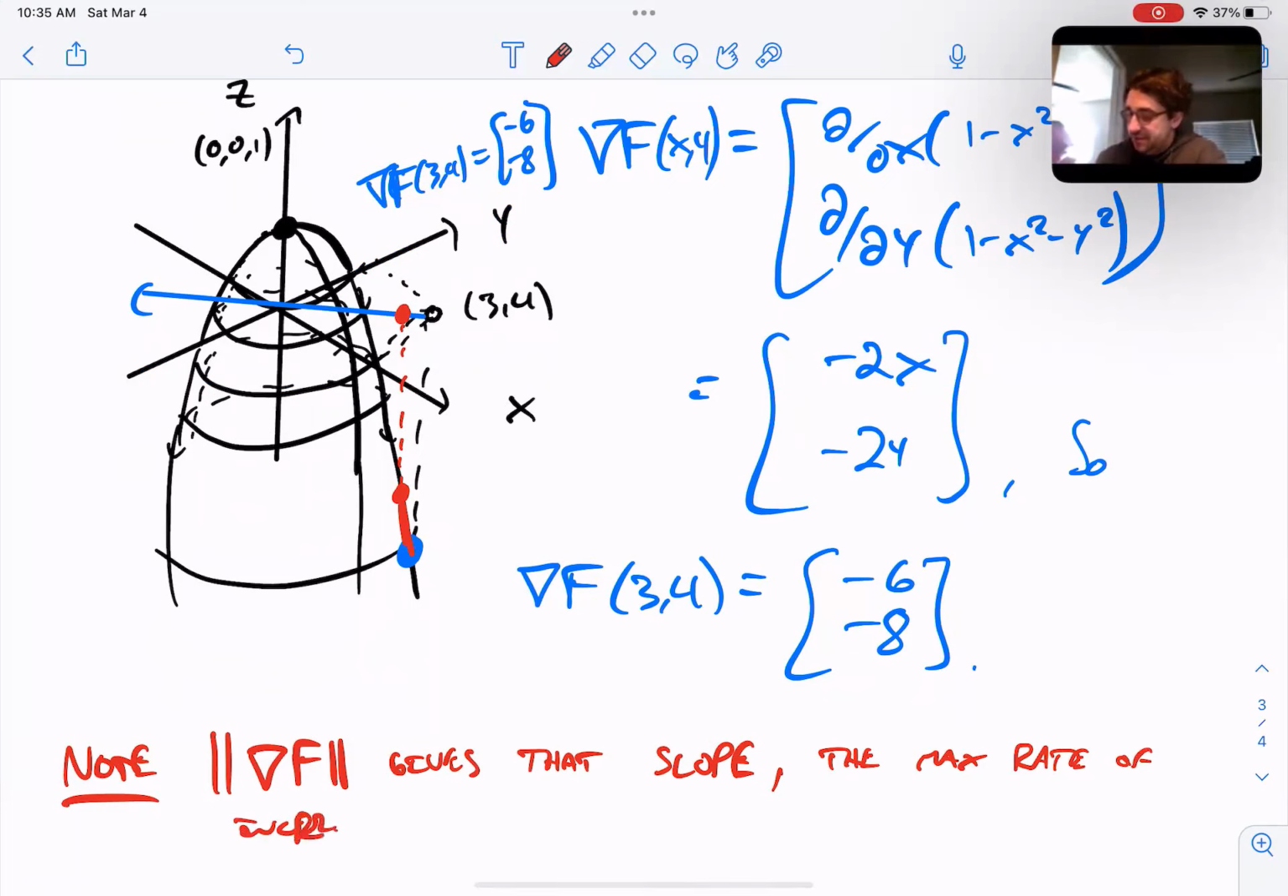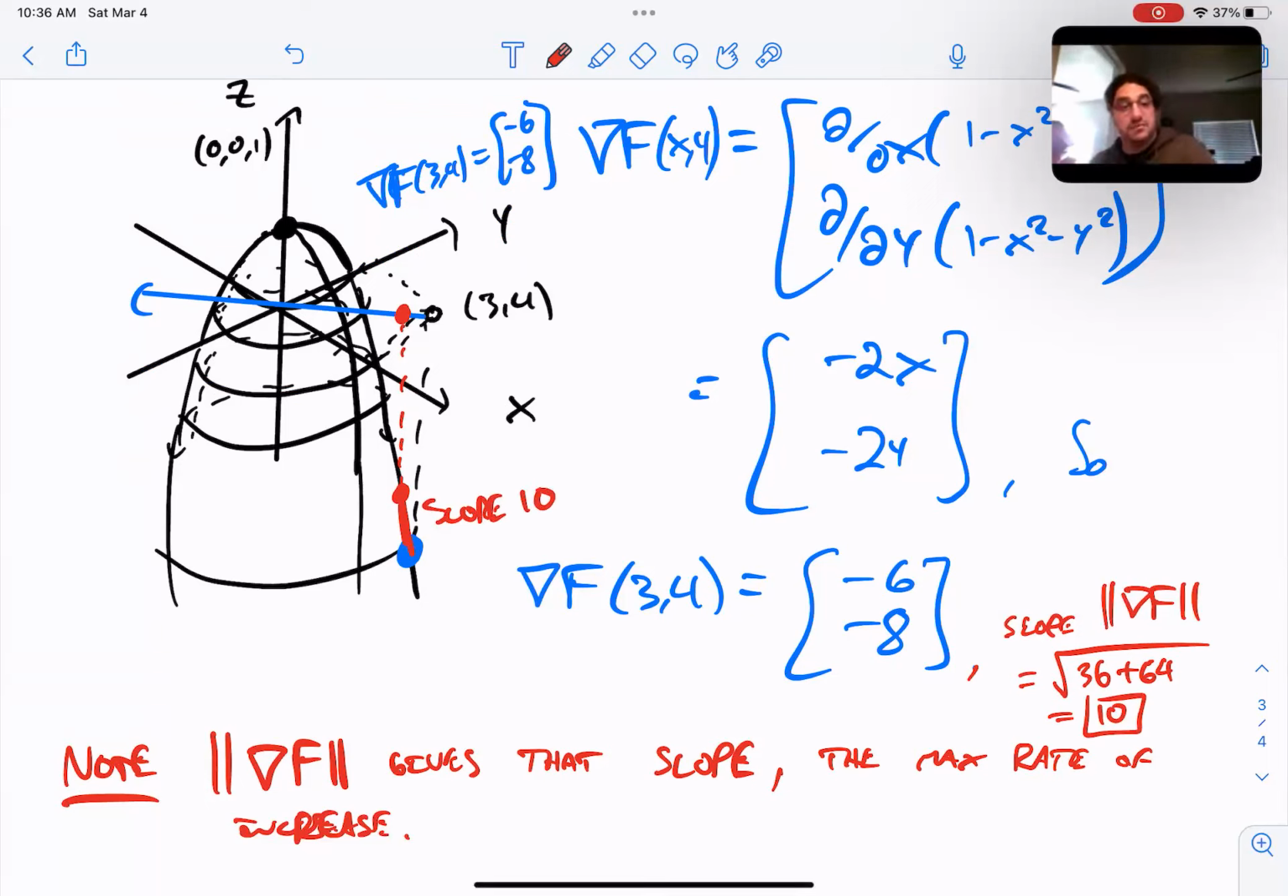So that's why this is coming out so enormous, right? This -6, -8, because this paraboloid is really steep at that point, right? At that point 3, 4. That's why the gradient is so giant. So what would the slope be? The slope at that point would be 10, right? So that would be the biggest rate of ascent, right? So that's one nice follow-up here.